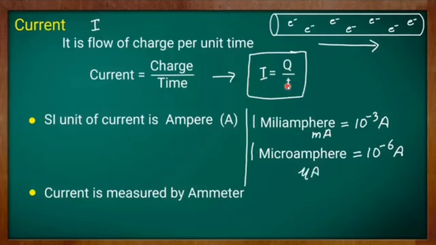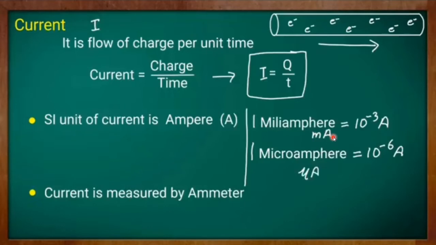Then what will be the SI unit of current? The SI unit of current is ampere. It has been named after a scientist, André-Marie Ampère. So the ampere unit is represented by the capital letter A. If you want to calculate or measure a big amount of current, then we have to represent it with the unit milliampere, that is small m A.